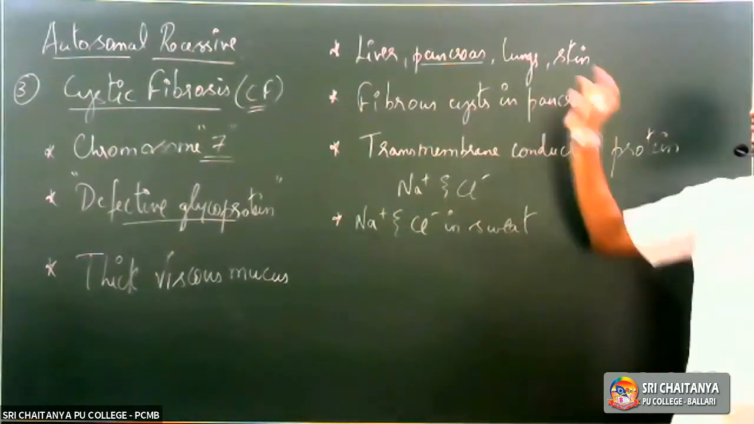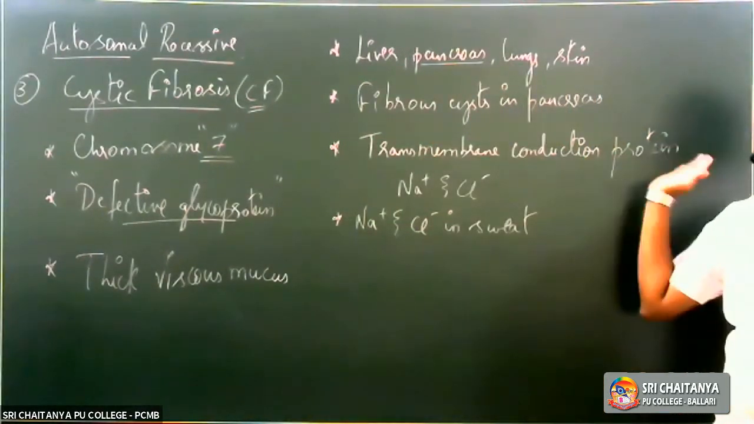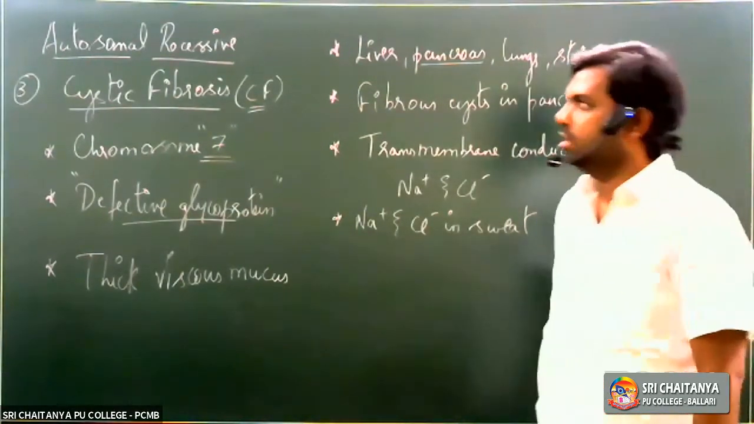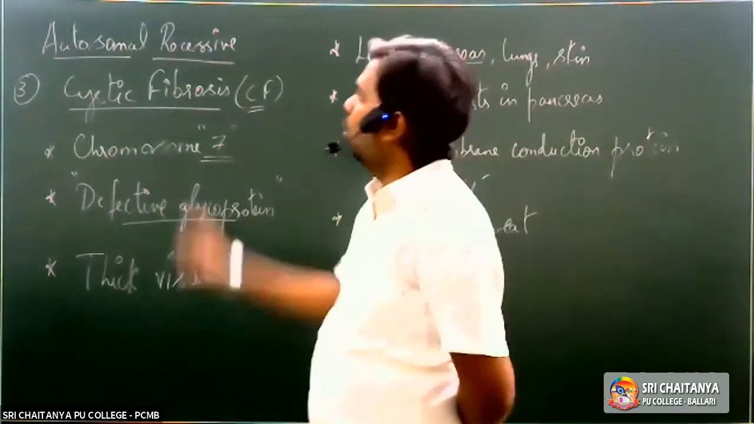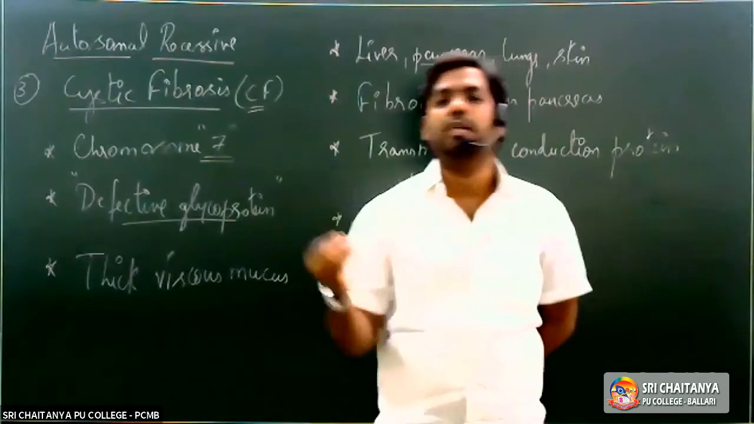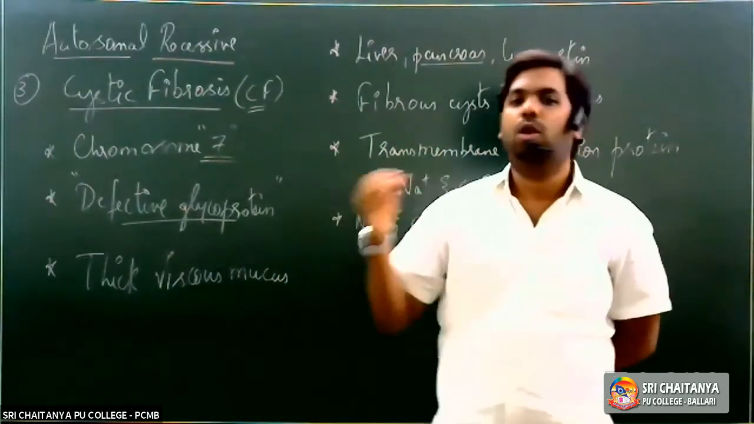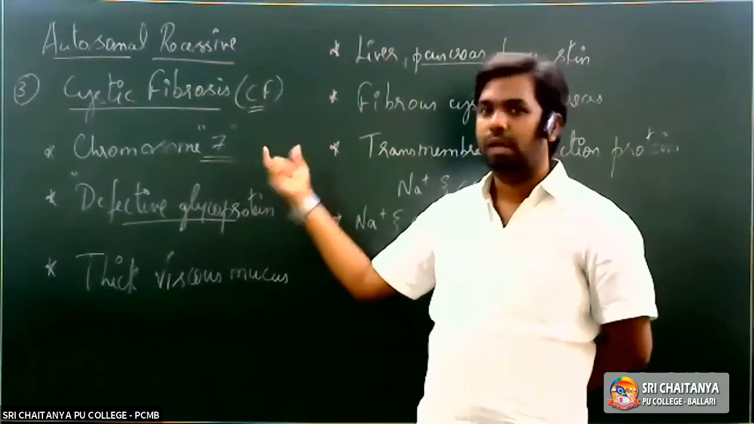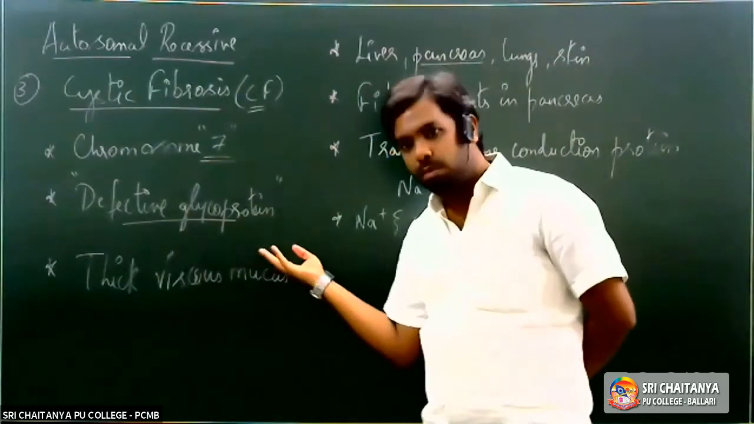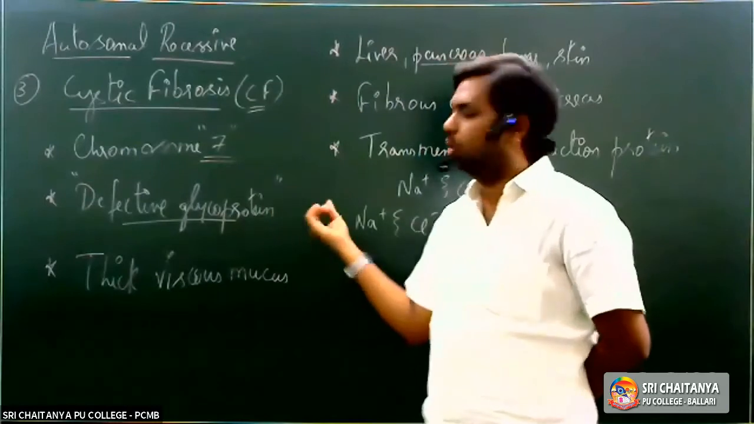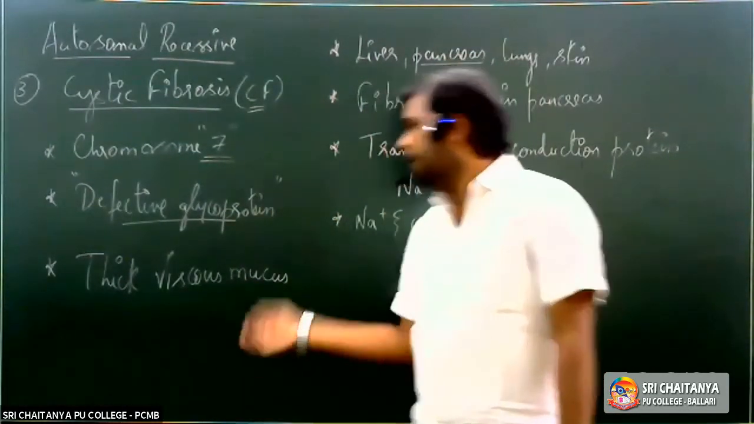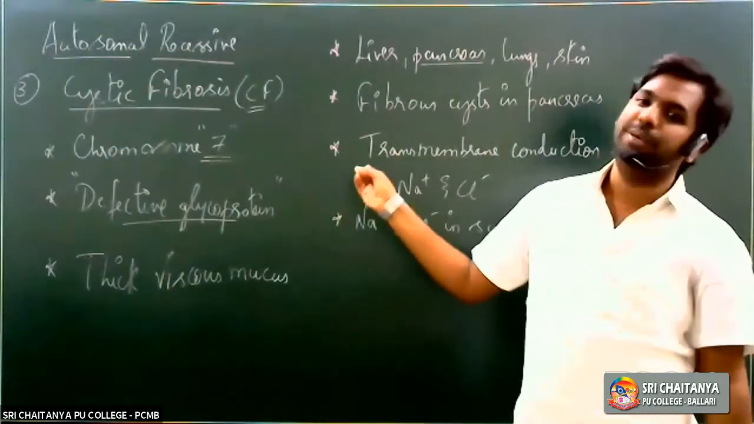Right? A quick recap of what we have seen with cystic fibrosis, then we'll move on into disorder number 4. What happens in cystic fibrosis is, as I've already said, an autosomal recessive disorder caused due to mutation in the gene located on chromosome number 7. Because of this mutation, a defective glycoprotein is formed, and due to this defective glycoprotein, a thick viscous mucus is secreted.